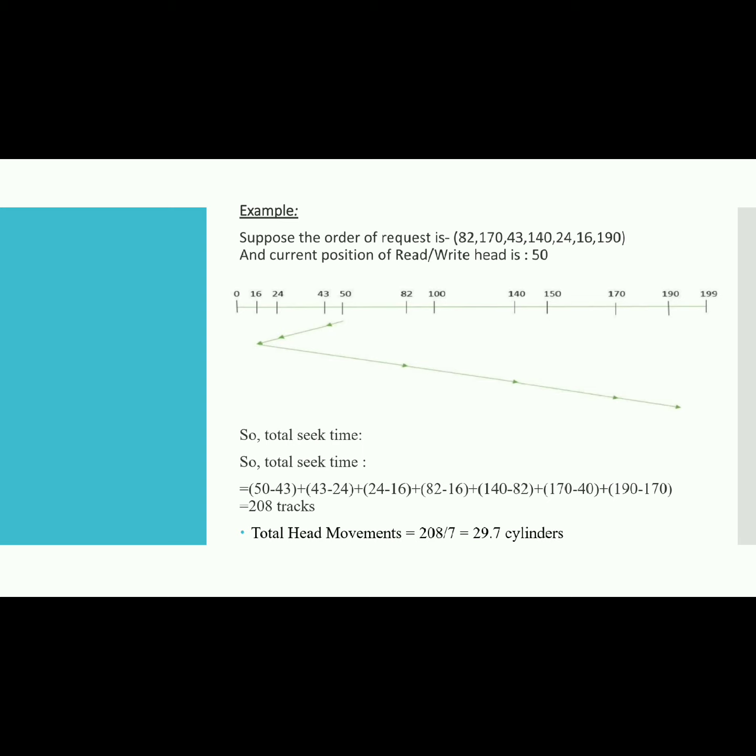So the total seek time is calculated the same way, the larger number minus the smaller number. So we'll get 208 tracks. Now the average head movement is 208 divided by 7, that is 29.7 cylinders.